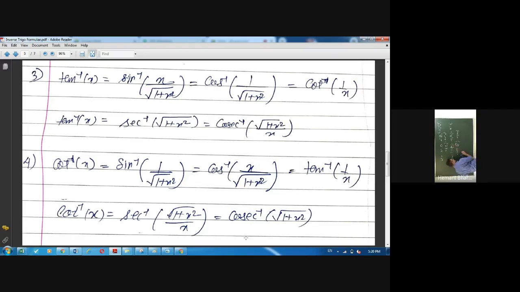So when you swap the values, this will become sine inverse of 1 upon under root of 1 plus x square and this will become cos inverse of x upon under root of 1 plus x square. So when we wrote the formula for cos, the values we have just swapped. So this will become tan inverse of 1 by x. Ratios with co-ratios, you have to swap the values. So these values will get swapped.